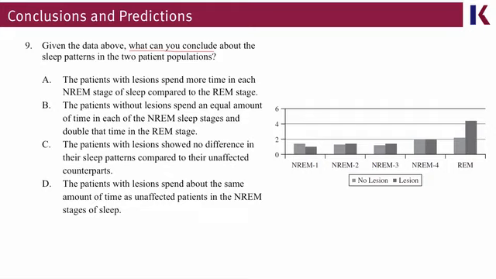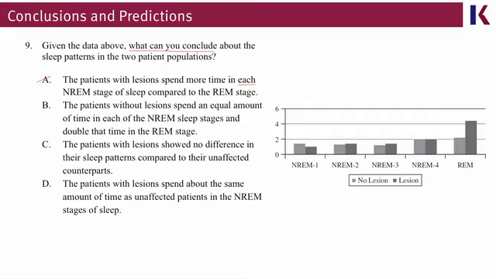Answer choice A is flawed specifically because of the word each. The patients with lesions spend about 1 to 2 hours in each of the stages of non-REM sleep, and they spend over 4 hours in REM. If we totaled all of the non-REM sleep time together, that would be longer than REM, but that's not what answer choice A is stating.